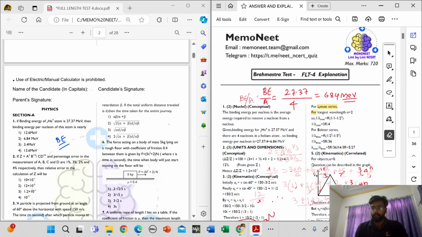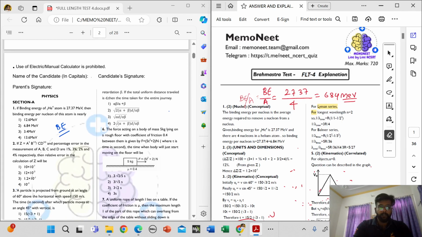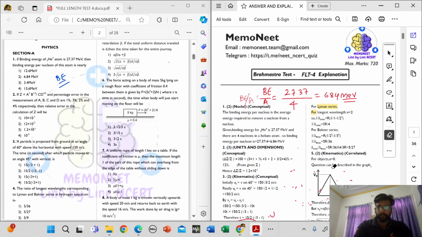Just a second. So you can all see the solution here. I am solving it on the page. You can pause the video and see the solution.